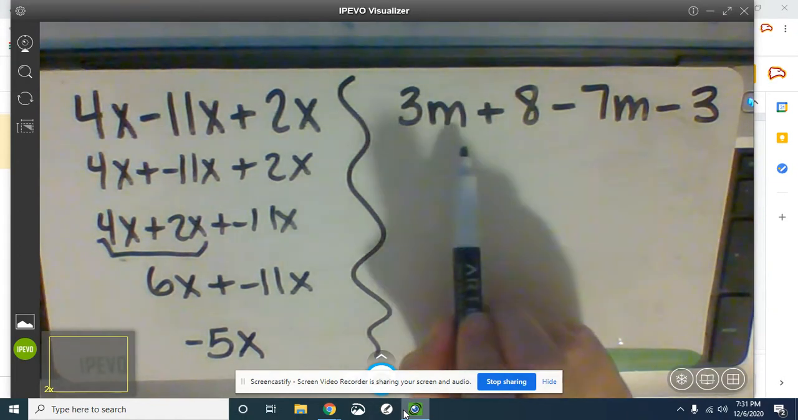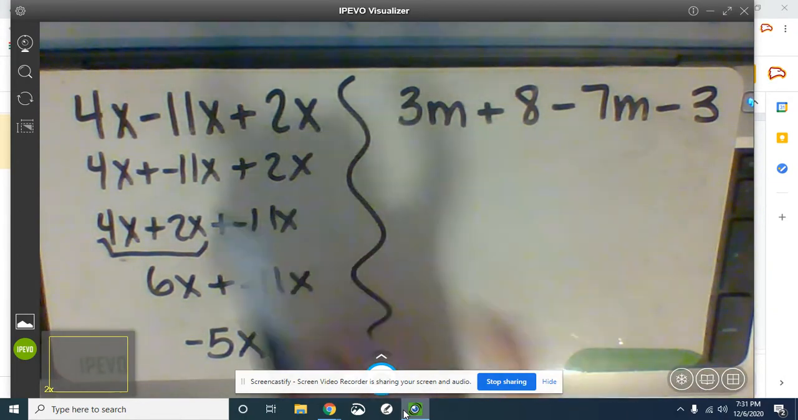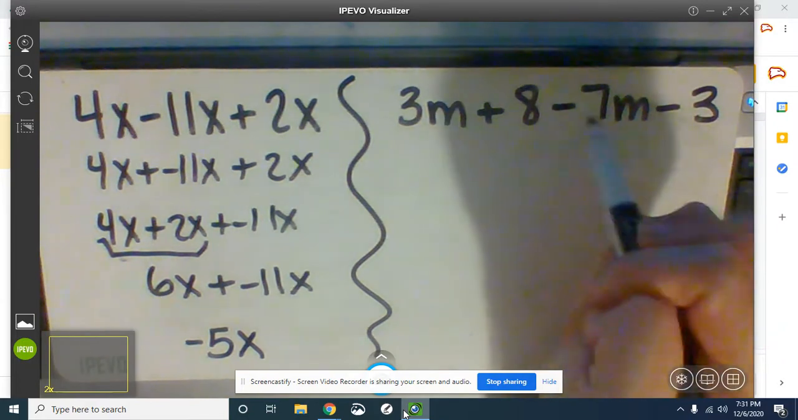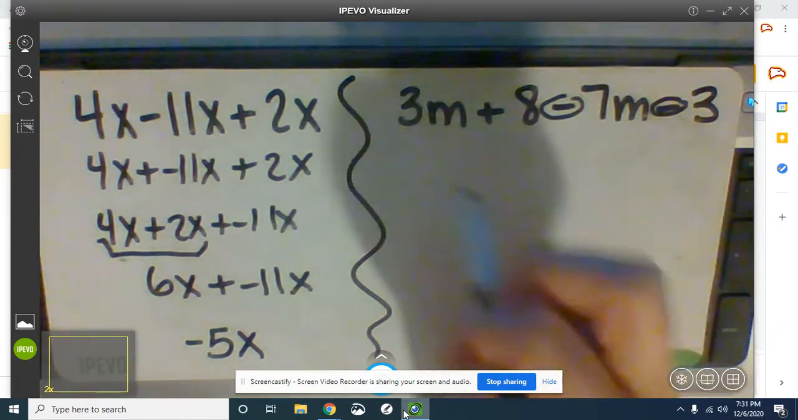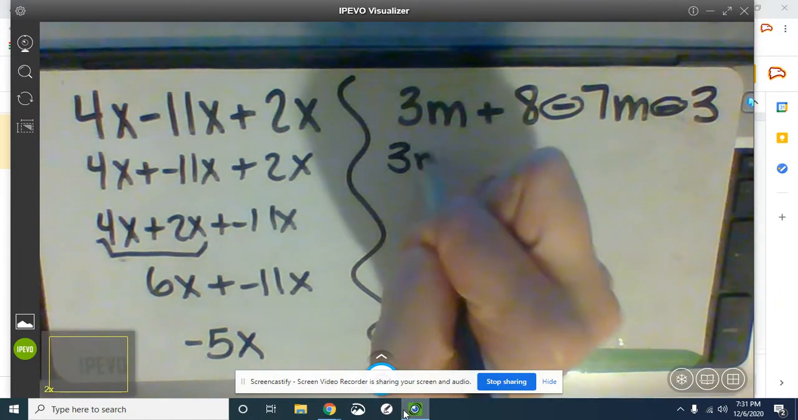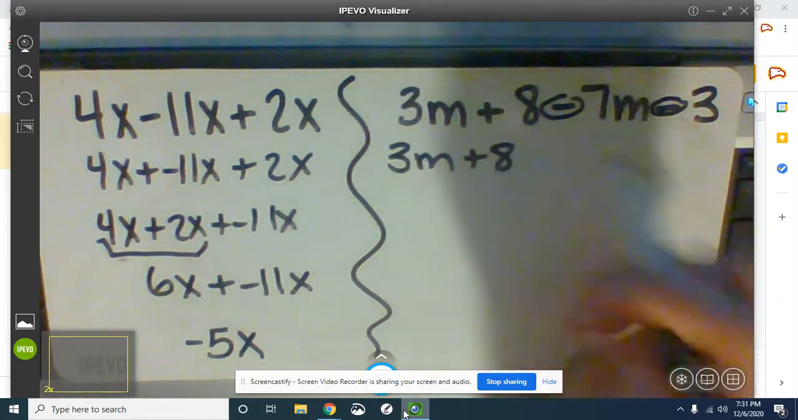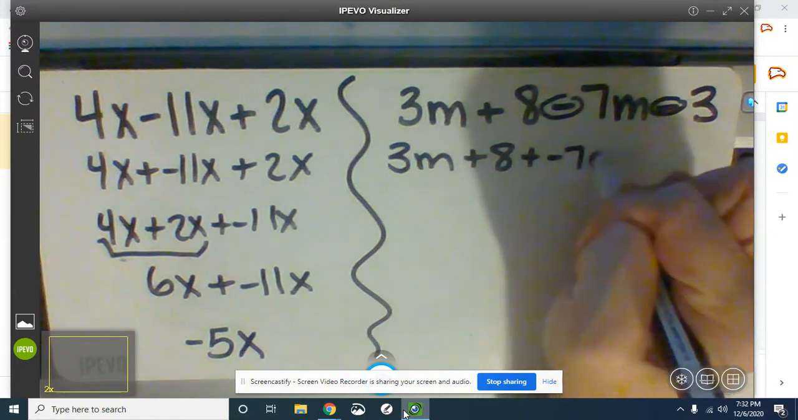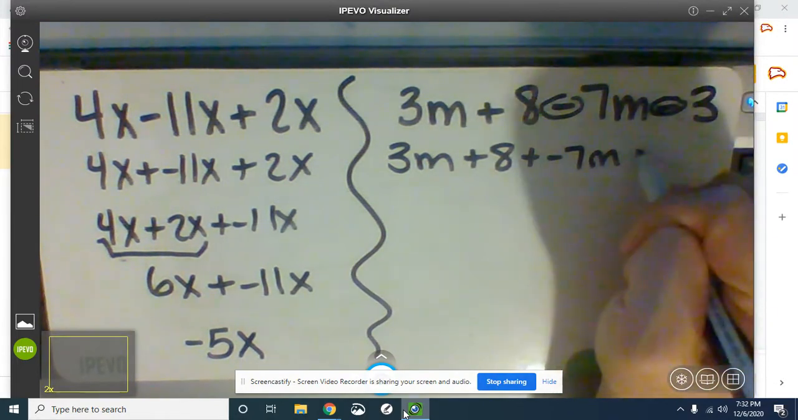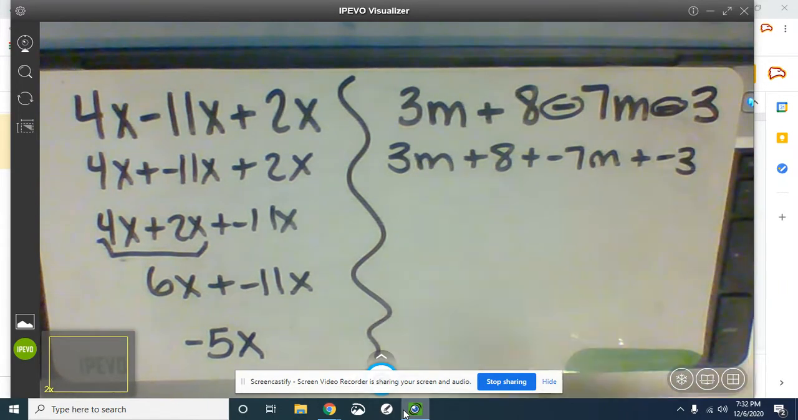Now this next example, they're not all like terms, so I thought it would be a good variety to see both. Here we do have subtraction in two places, so we'll need to rewrite both of them. This will become 3m plus 8, and instead of minus 7m, it'll become plus a negative 7m. And instead of minus 3, we get plus a negative 3.